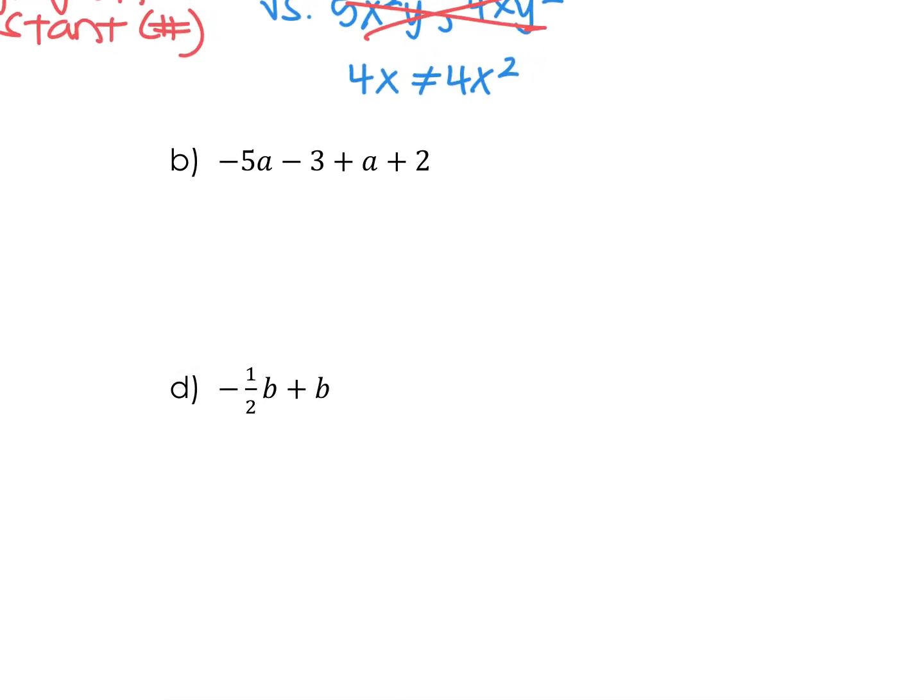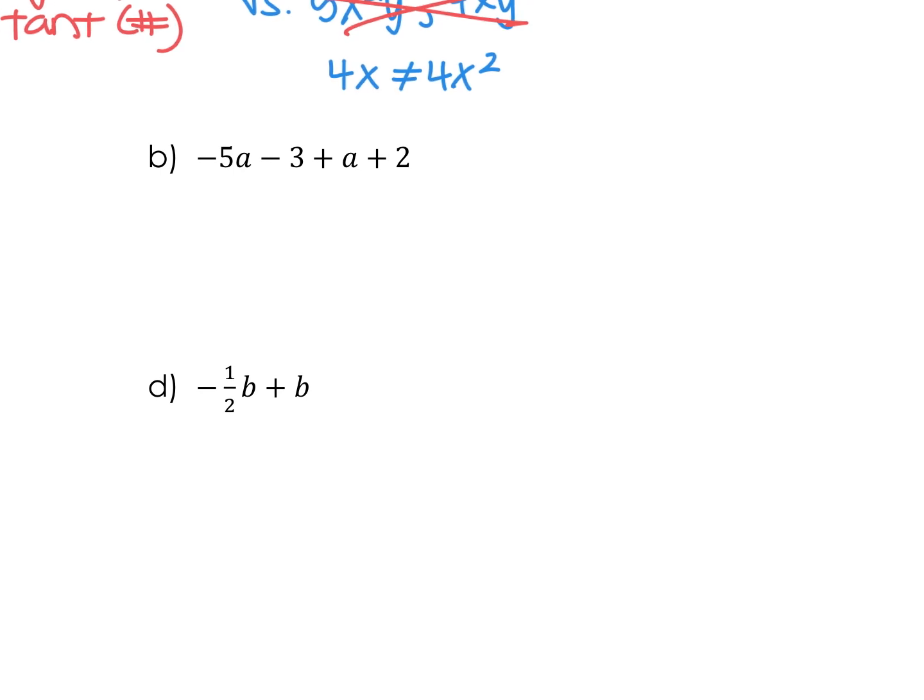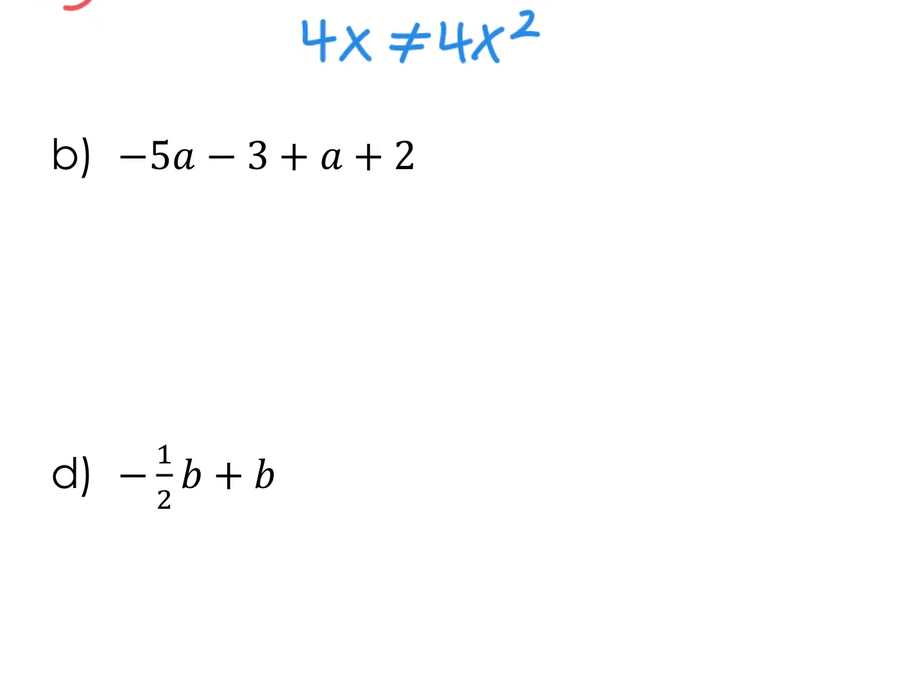Okay, B, we have negative 5a plus an a, negative 3 plus a 2. So negative 5a plus 1a gives me what? Negative 4a. And then negative 3 plus 2 gives me negative 1.